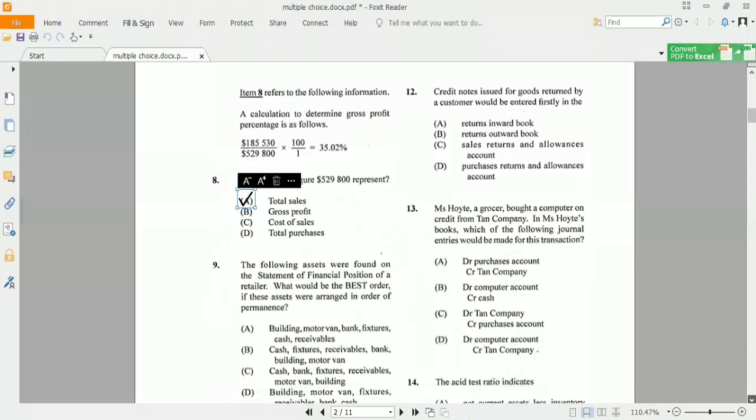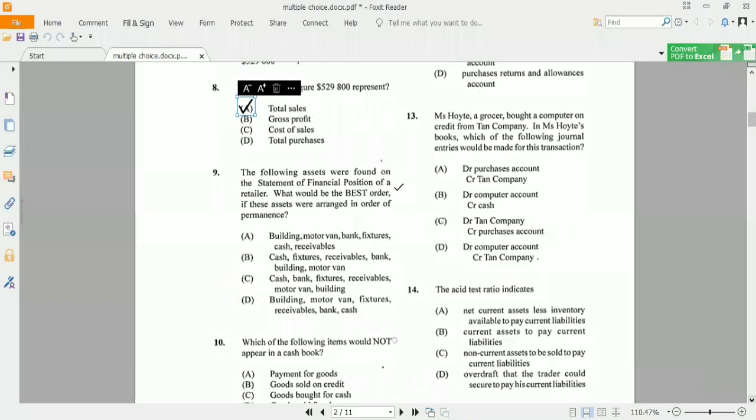Number 9. The following assets were found on the statement of financial position of a retailer. What would be the best order if these assets were arranged in the order of permanence? Remember, we did order of liquidity earlier. We're going to look at the order of permanence, and remember, it's a flip of the liquidity. So we're starting with the most permanent item down to the least, which would have been the most liquid asset.